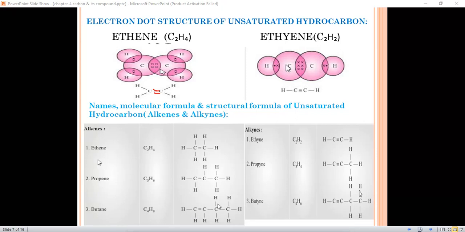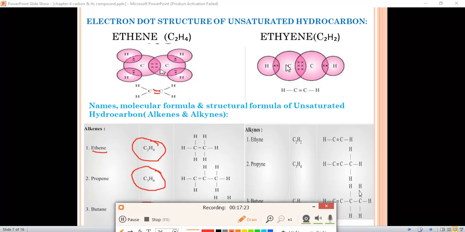We'll have a look at this table. Ethene is the first member of the alkene series. What is the formula of ethene? C2H4, meaning carbon-carbon contains a double bond with 4 hydrogen atoms. Next member is propene, C3H6. Next one is butene, C4H8. Now for alkynes we have ethyne as the first member, C2H2, propyne as the second member, C3H4, and butyne as the third member, C4H6. So these are the names along with their formulas and their structures. You should practice the structures along with their formulas.